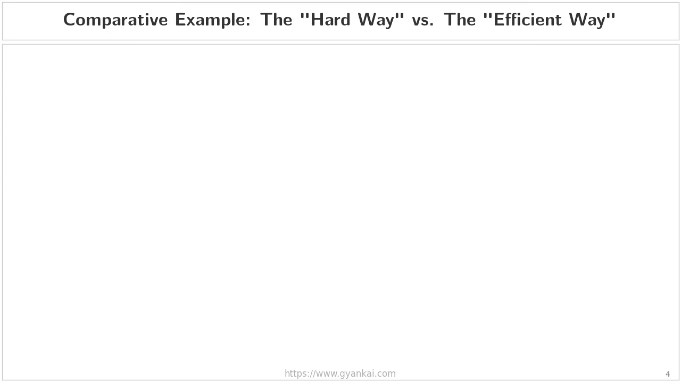Comparative example, the hard way versus the efficient way. Now that we've discussed the theory behind using zeros to our advantage, let's put this into practice with a concrete example. Take a look at this matrix. It is a 3 by 3 matrix, where the first row consists of 2, 3, and 1. The second row contains 0, 5, and 0. And the third row consists of 4, -1, and 6.